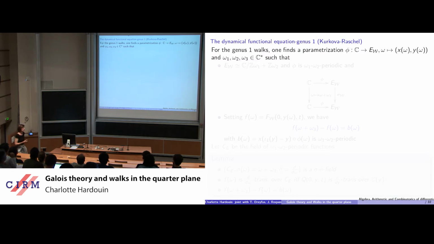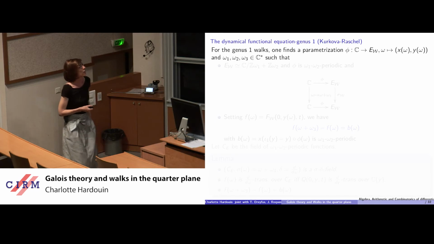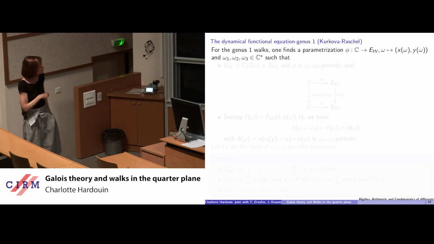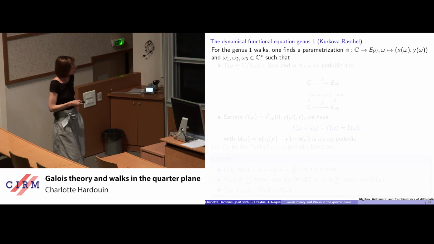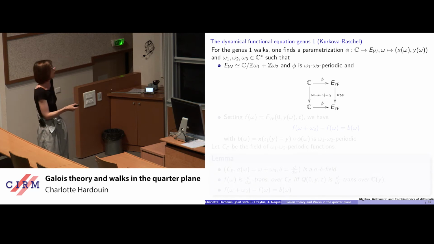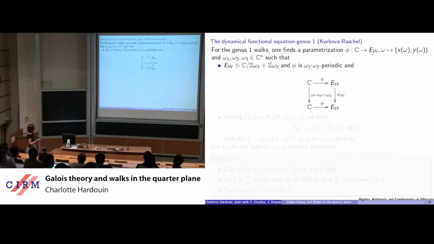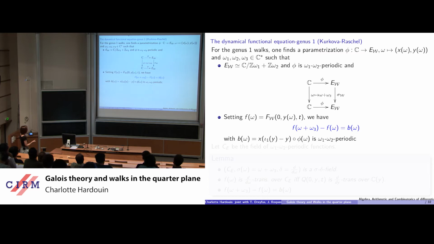Okay, for the genus 1 case, well, the uniformization is much more tricky, and it's the work of Irina Kurkova and Kilian Raschel. Then you can parameterize your kernel via a torus, and you can show that composing with this parameterization, you end up with this finite difference equation, whose second member is an elliptic function.